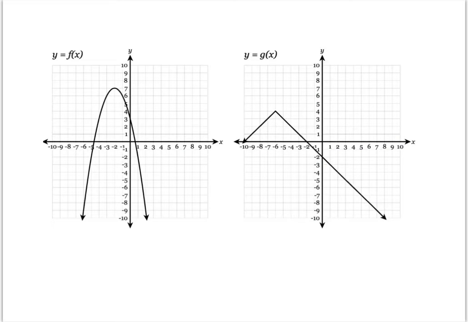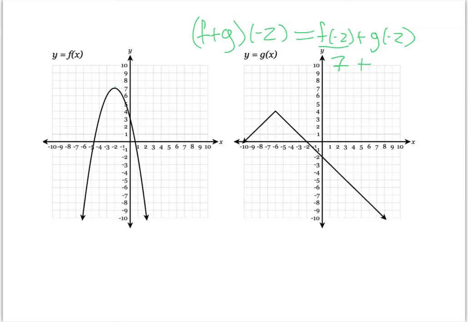All right, we've got a couple of graphs here, and what we're going to do is find some ways to combine them. So the first thing I'm going to combine, let's find f plus g of, let's go with -2. What that really means is that we're finding f of -2 plus g of -2. When I do this, I'm going to find f of -2, which is 7, g of -2, which is 0, that's helpful, and I get 7 as an answer.